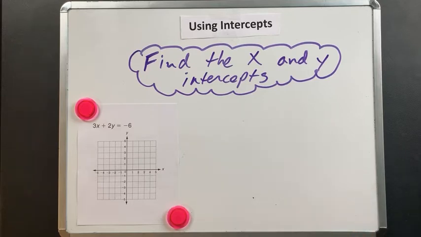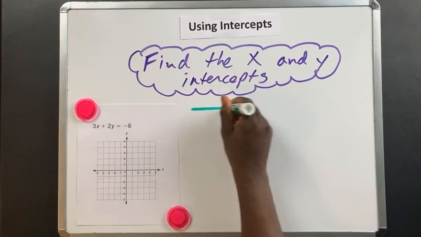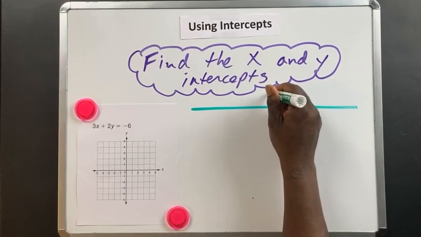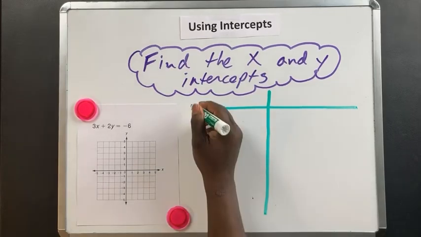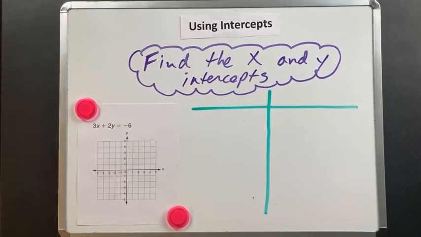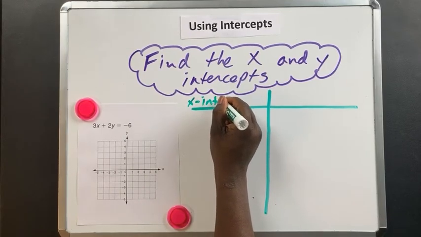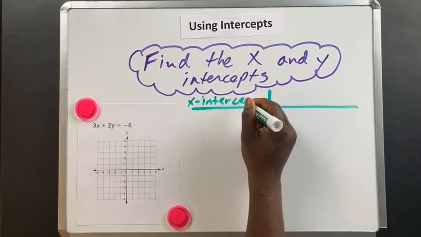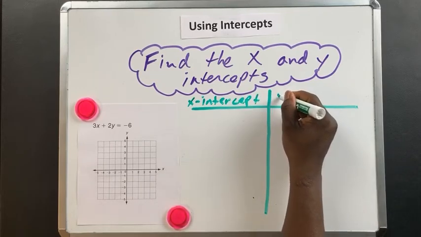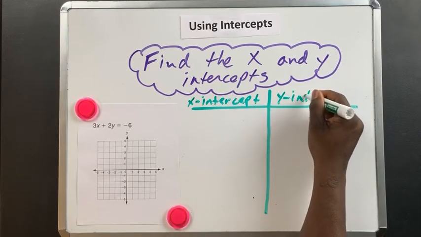Let's go ahead and start. I'm going to create a table that I'm going to use to organize my problem solving. And this is where we're going to find the x-intercept here. I'm going to have our work over here to find the x-intercept, and I'll work over here to find the y-intercept.